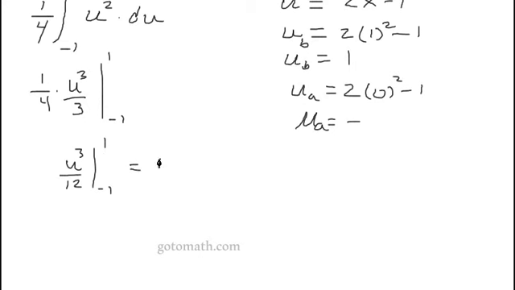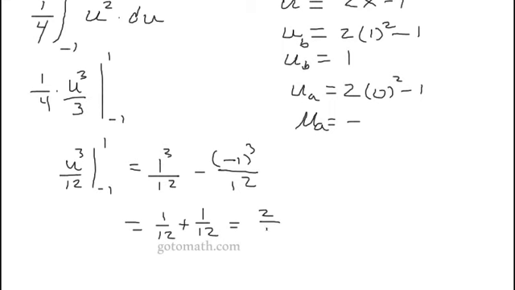Now we go ahead and plug the stuff in. So 1 cubed over 12 minus negative 1 cubed over 12. And so we end up with 1 over 12, and then this becomes plus 1 over 12. And so that becomes 2 over 12, and of course that reduces down to 1/6, and there you go.